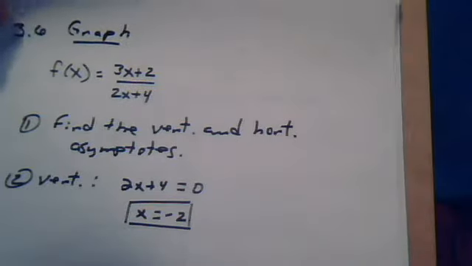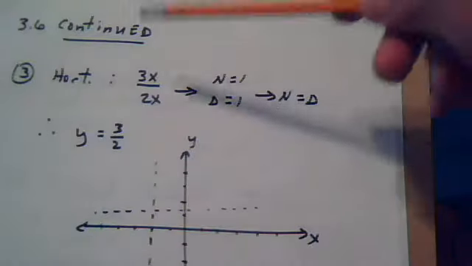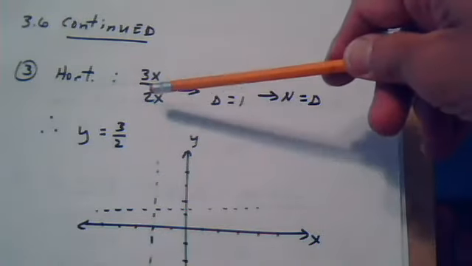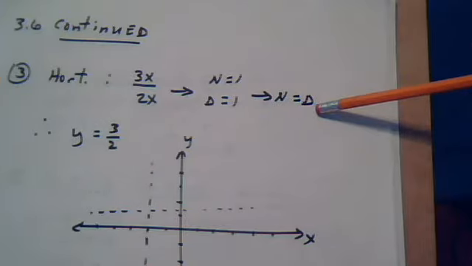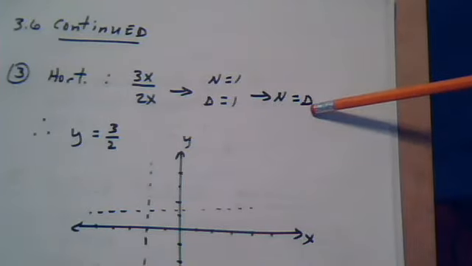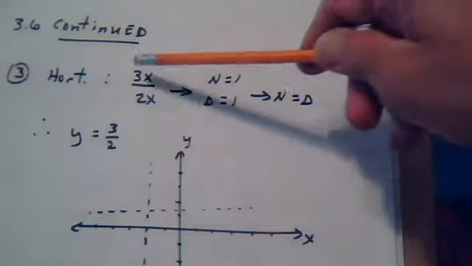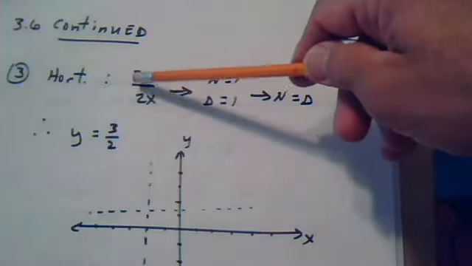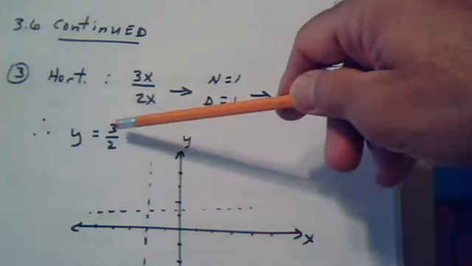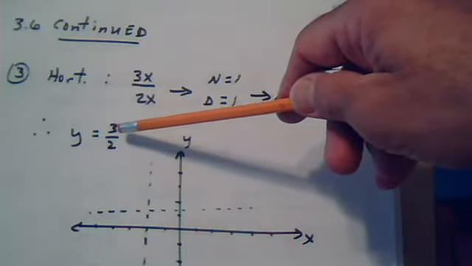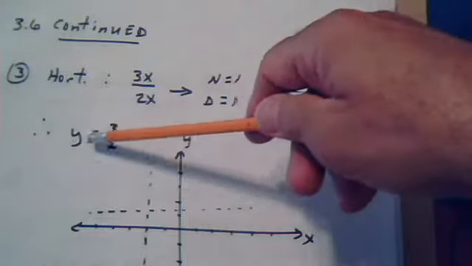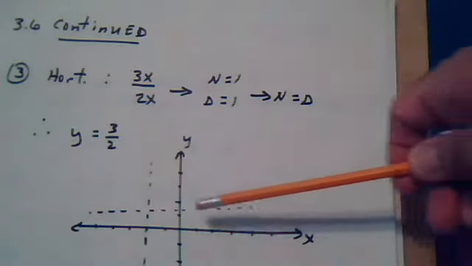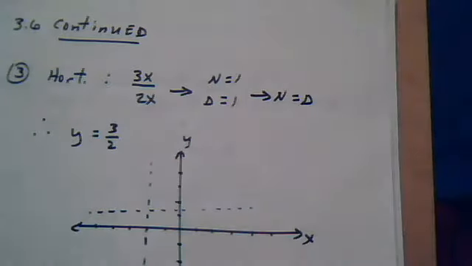Now get the leading term of the numerator and the leading term of the denominator, identify their degrees, and compare them. They're equal. So when the degrees are equal, you take these front numbers and create the horizontal asymptote. Notice you could just think of the x's as being canceled out. So y = 3/2 is the horizontal asymptote for this rational function.